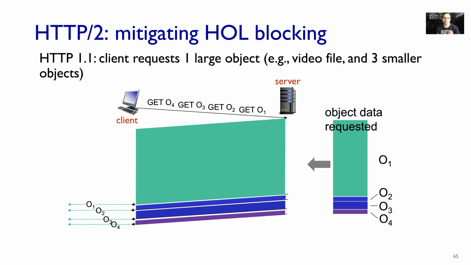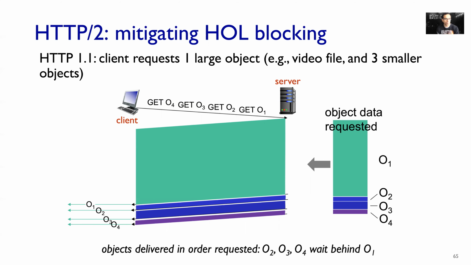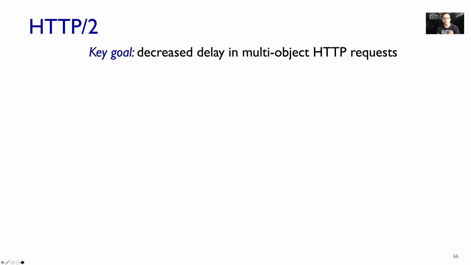And which means very likely, assuming some of these objects are images and other stuff on the web page, then your browser can't actually render anything. It has to wait for this big file to come through before it gets these smaller objects, which also make up a significant part of the page, right?